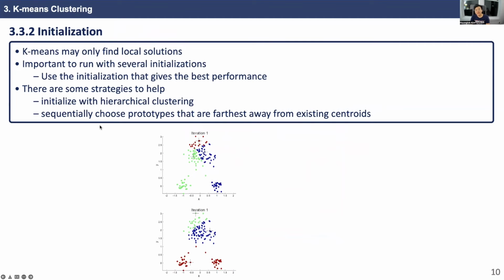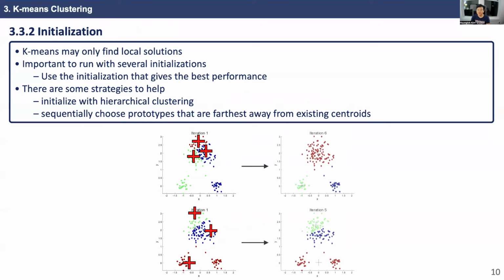Another issue is setting the initial locations of the centroids. There are many other methods that do not require the initial location of centroids. However, for our example, the initialization can be problematic. For example, these two initialization scenarios can result in significantly different results. This means that k-means could only find a local solution. So it is very important to run with several initializations and use the initialization that gives the best performance.